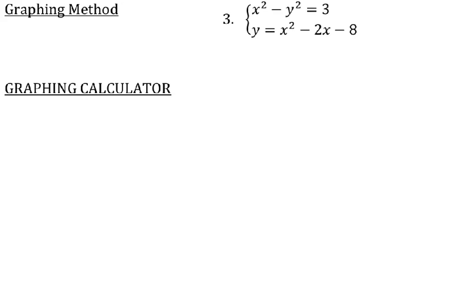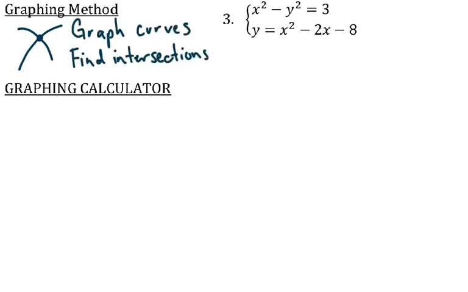So with the graphing method, all we want to do is graph the two curves and just find their intersection points. Since we have a graphing calculator, that's pretty straightforward. The first thing with your graphing calculator is you're going to want to have your equations all equal to y, like we see here. Our second equation's already set up for that, but we need to solve our first equation.